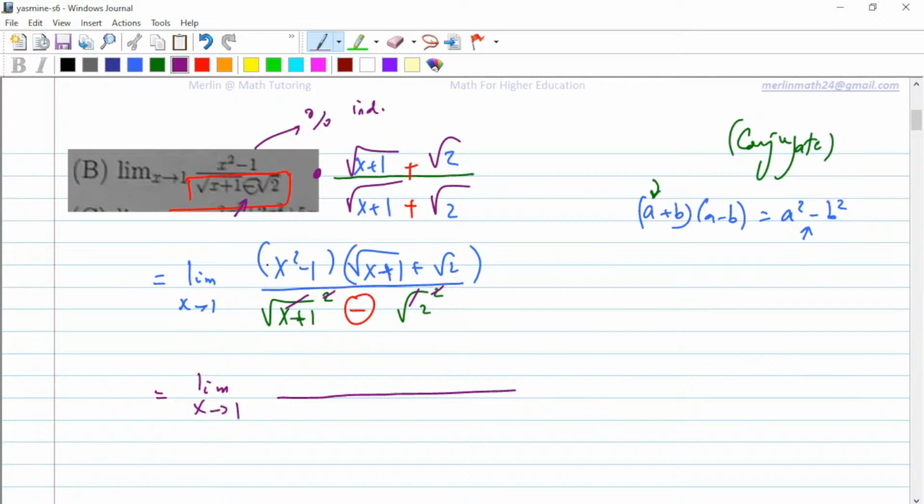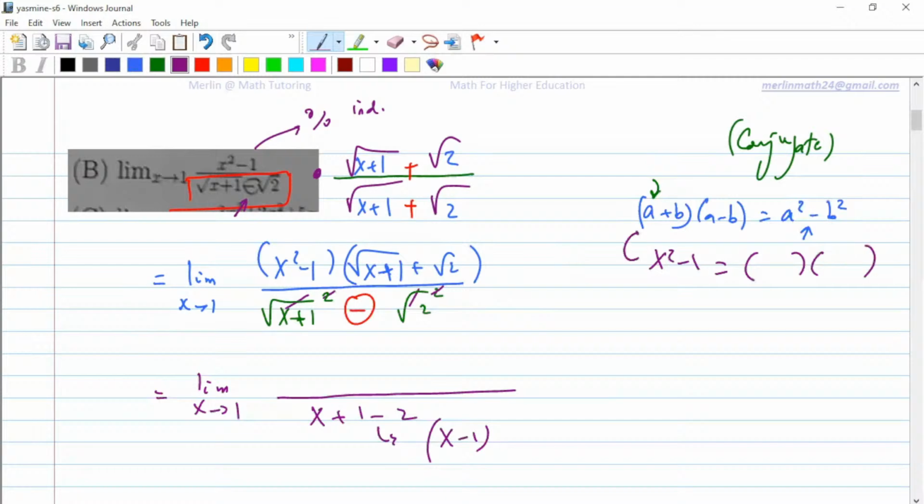Now, there are many steps. So you see, at the bottom, what do you get? You get x plus 1 minus 2. So this would add up to x minus 1, right? Okay, now x minus 1 is not there somewhere in the top. This is x squared minus 1. So you need to factor again.